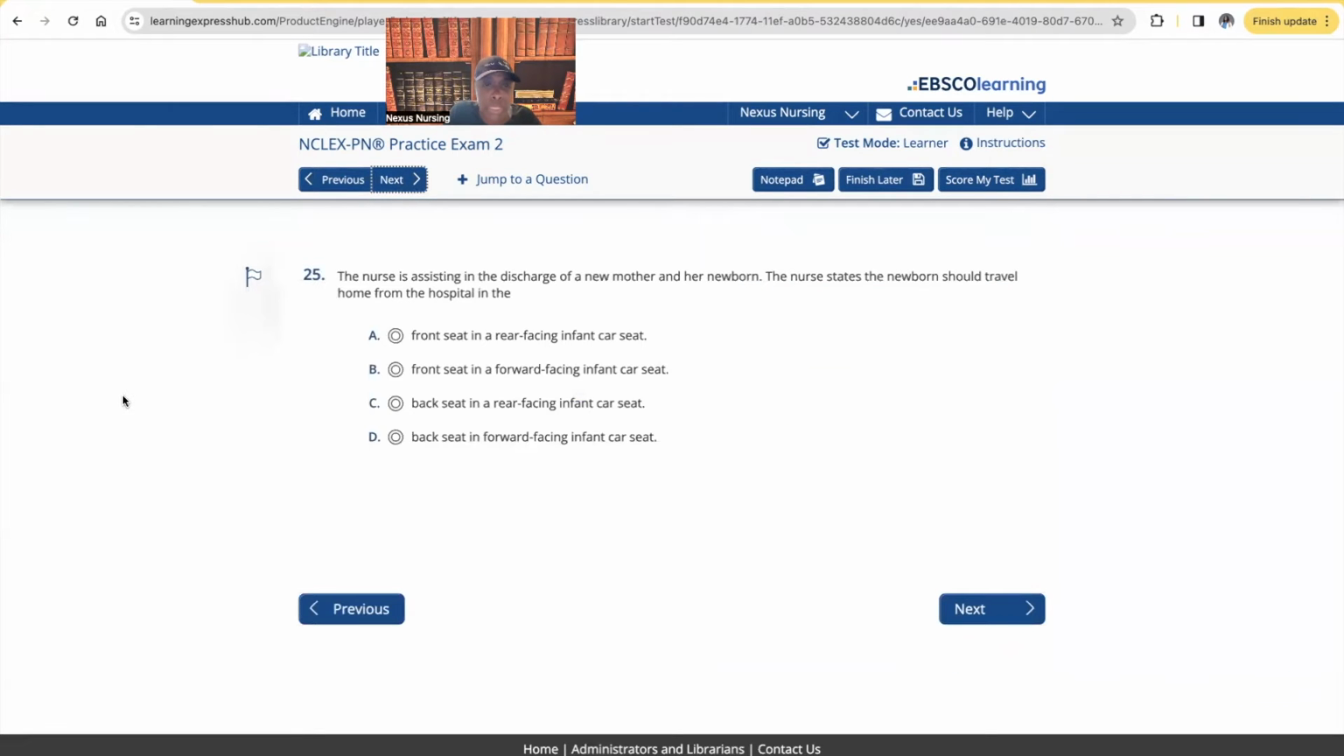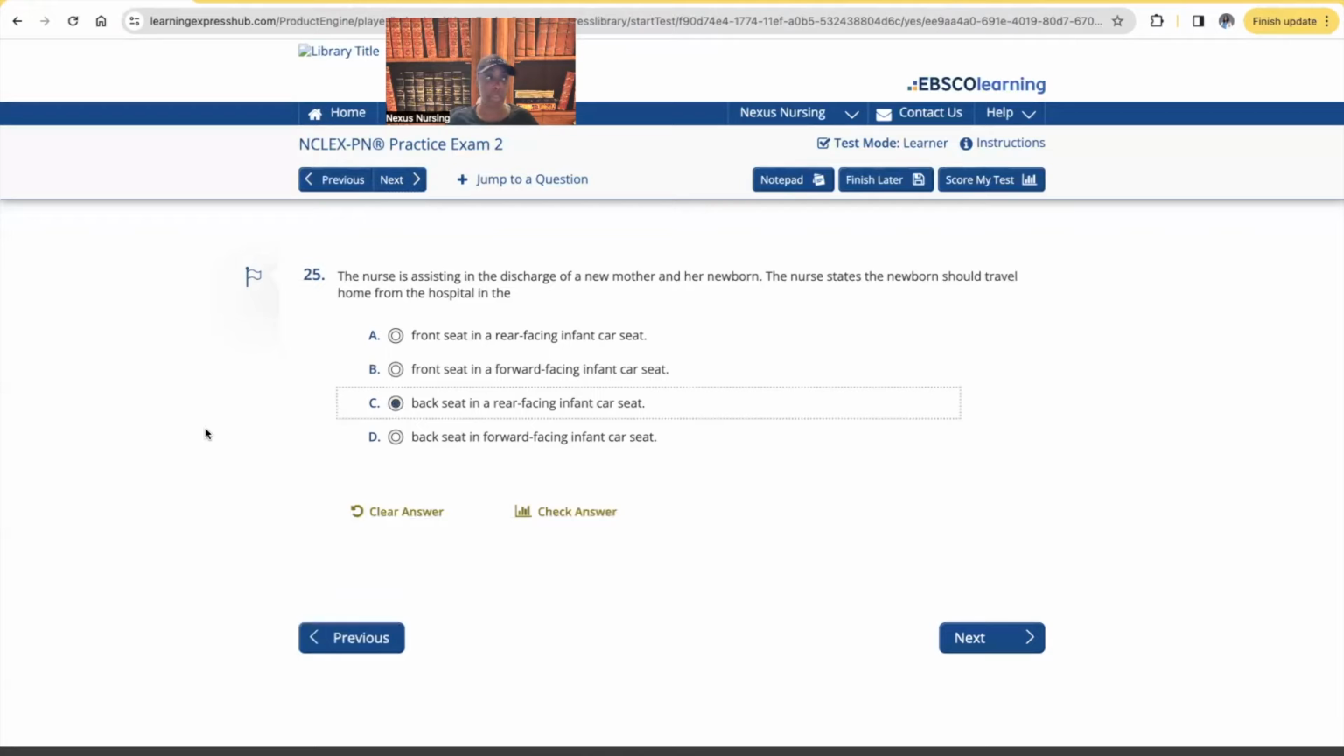All right. The nurse is assisting in the discharge of a new mother and her newborn. The nurse notes that the newborn should travel home from the hospital in A, front seat in rear facing infant car seat, B, front seat in forward facing infant car seat, C, back seat in rear facing infant car seat, or D, back seat in forward facing infant car seat. What do you guys think?